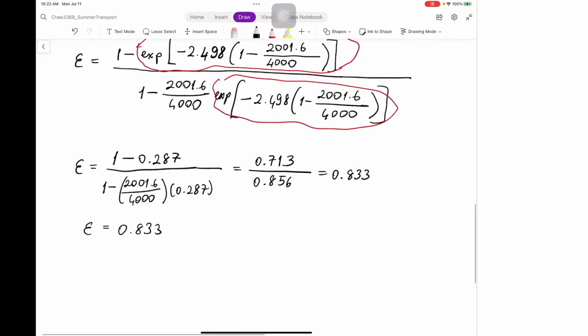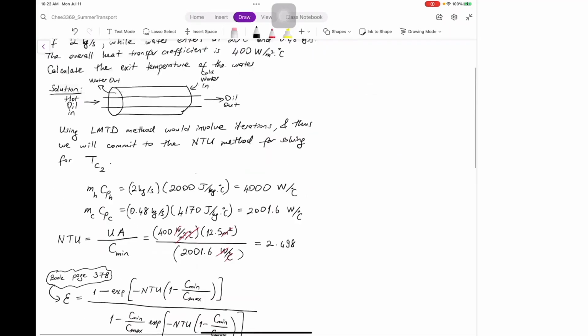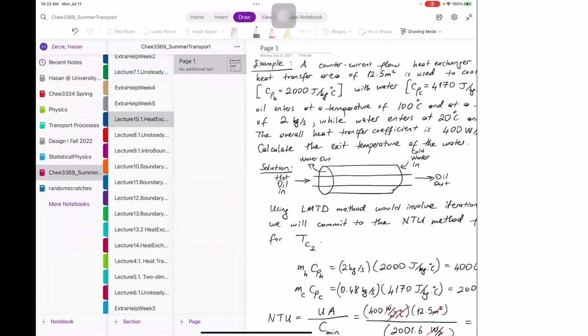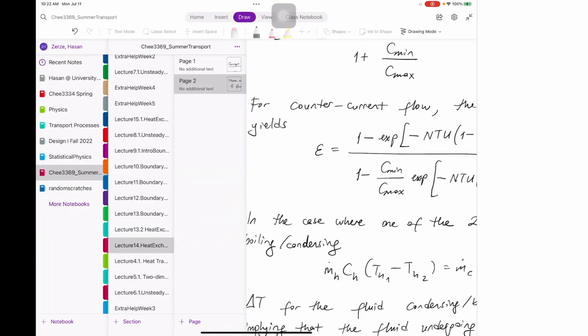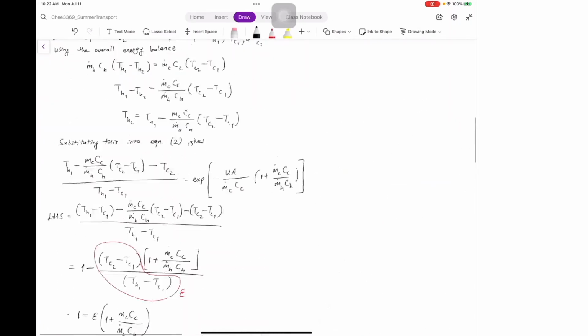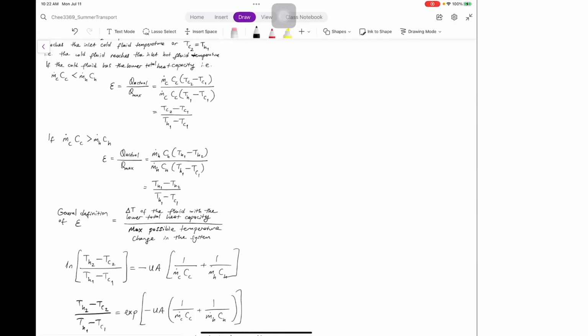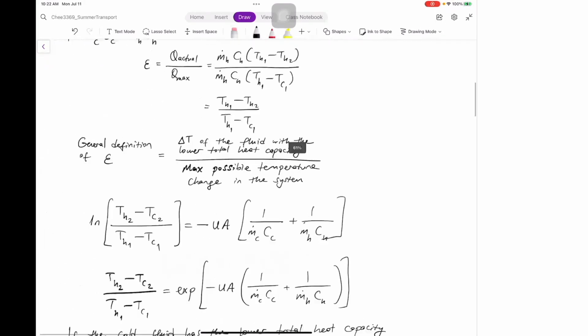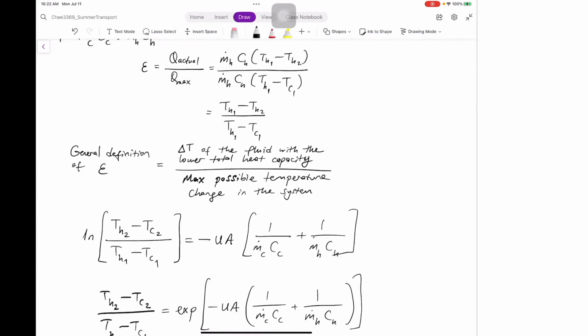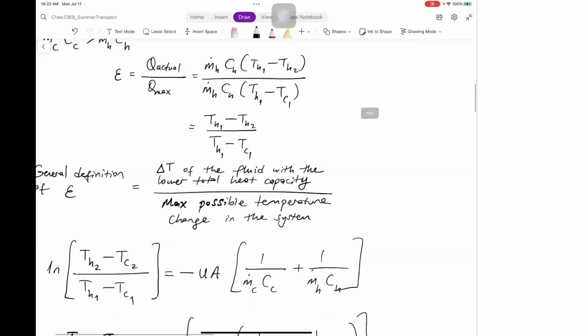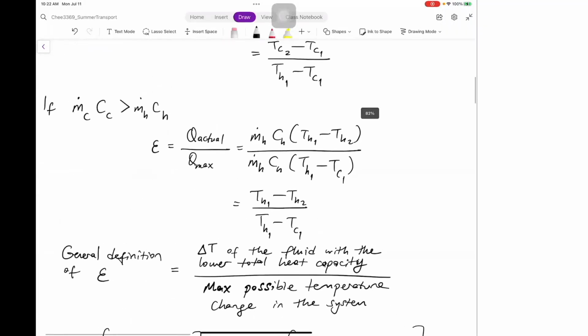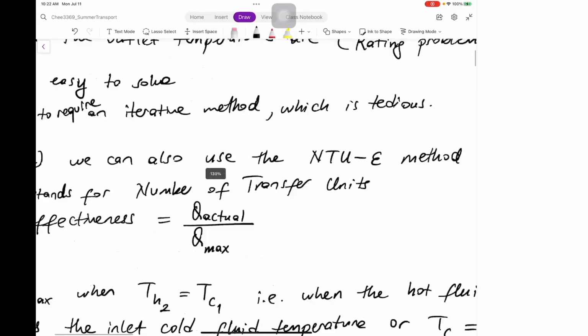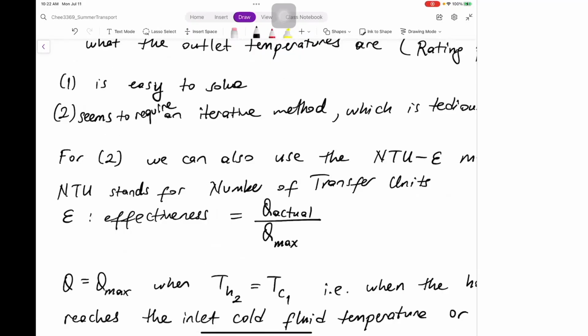Okay, so the good thing about finding the epsilon is now you have an equation that relates to temperatures. Let's go back to our previous lecture and go back to the original definition of epsilon. The effectiveness, which is the delta T of the fluid with the lower total heat capacity divided by maximum possible temperature change in the system. Okay, here you go. The Q actual divided by Q max.